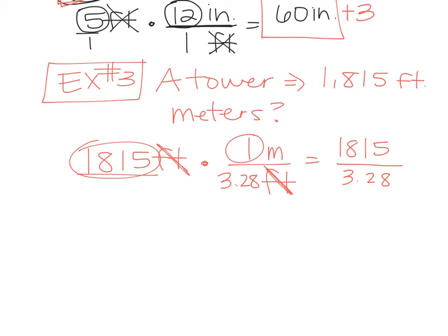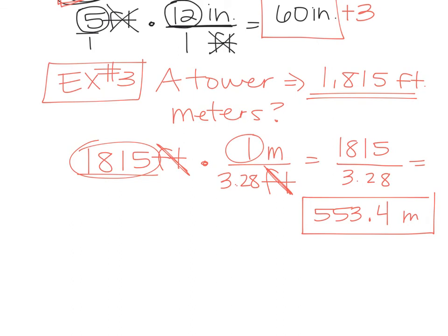But what do we have to do with that? You need to divide, right? 1,815. Oh, I thought you were saying that if we divided it, it would be wrong. No. If you divide it, you're right. If you leave it like this, you're wrong. Or not fully right. So we would say that this 1,815 feet works out to 553, we'll just round to the nearest tenth, 0.4 meters. Okay? Questions on that?